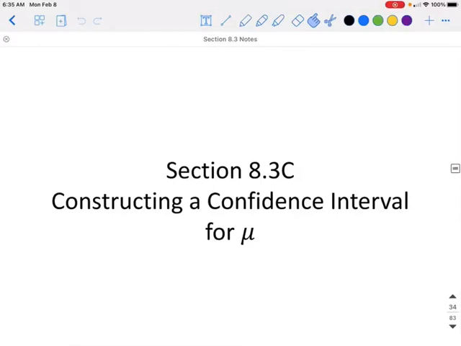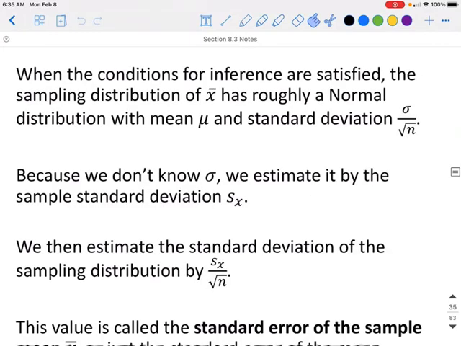This is section 8.3, part C, constructing a confidence interval for mu. When the conditions for inference are satisfied, the sampling distribution of x bar has roughly a normal distribution with a mean of mu and a standard deviation of sigma divided by the square root of n, the standard deviation for your population divided by the square root of your sample size. Because we don't know the standard deviation for the entire population, we estimate it from our sample standard deviation, or S sub x.